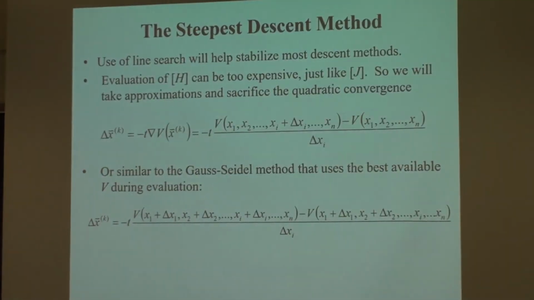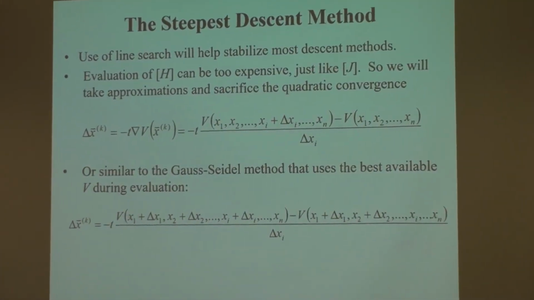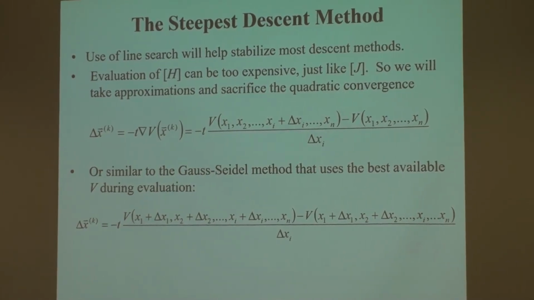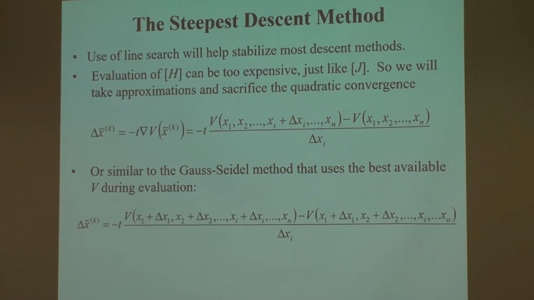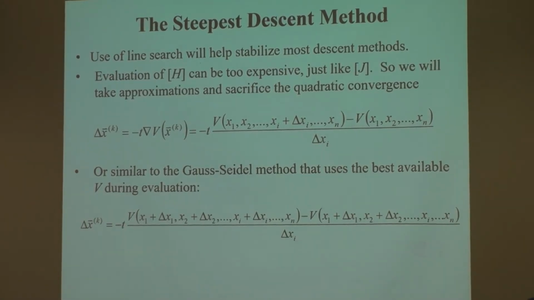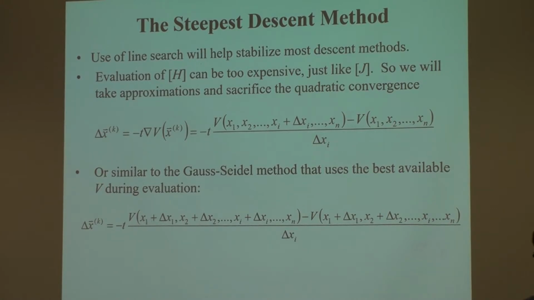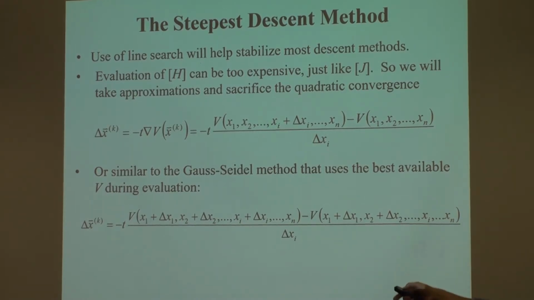And the answer comes from the steepest descent method. This is my objective function. I perturb every independent variable, and I know whether the perturbation increases or decreases V, so I can calculate that easily. If it increases, then I decrease delta xi. If it decreases, then I use that delta xi directly.